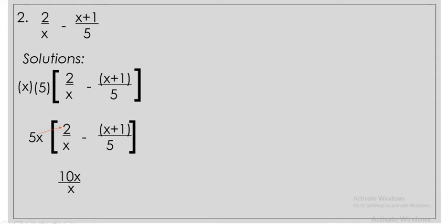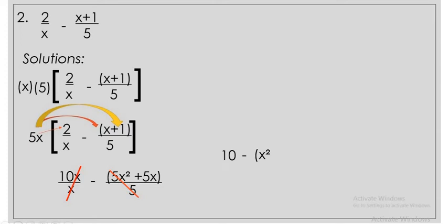Then we have 5x times x is 5x squared plus 5x multiplied by 1 is 5x, and copy the denominator. Now we will simplify it. 10x divided by x, cancel the x, so we have 10 minus 5x squared divided by 5 is x squared plus 5x divided by 5 is x. Then simplify it again. We have 10, then negative times positive x squared is negative x squared. Then negative times positive x is negative x. So this is our answer.